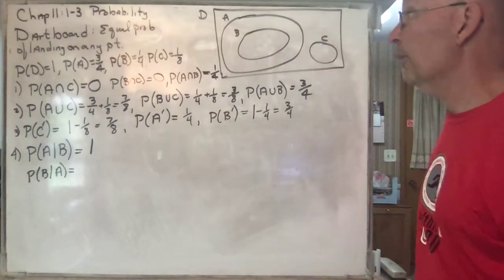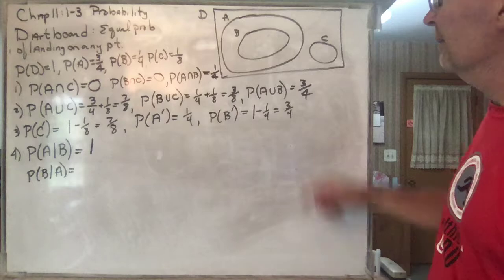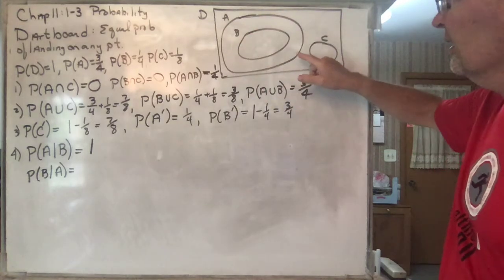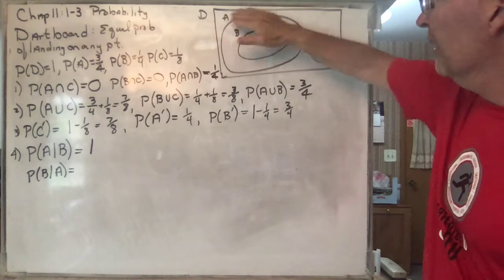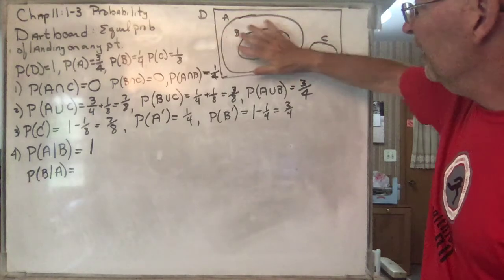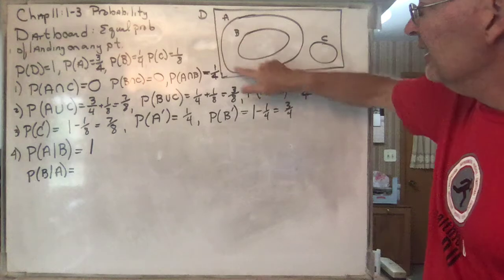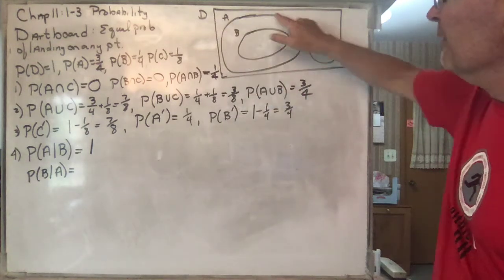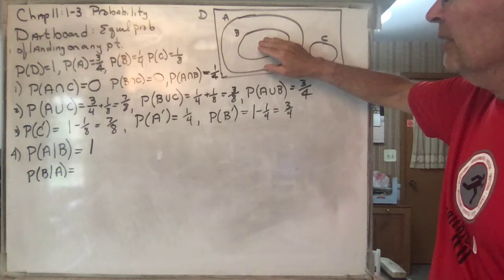But now I say, hey, wait a second. I'm going to give you a hint. You landed in A. Okay? Well, as soon as I tell you that you landed in A, now you've got a better chance of landing in B. Agreed? Because that means all this stuff is no longer even a possibility. The only thing that's a possibility is this stuff. So it's kind of like A is your new dartboard. You know that you're in A, and given the fact that you know that you're in A, what are the chances that you're in B?